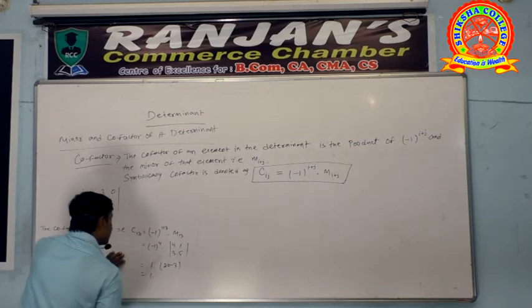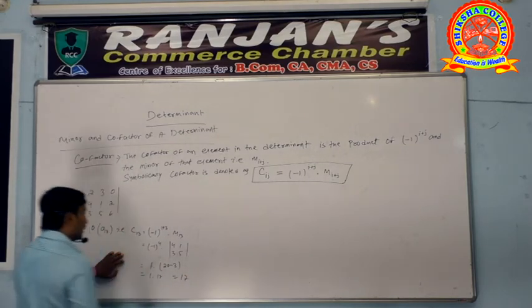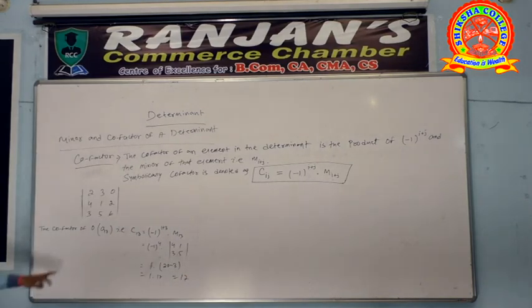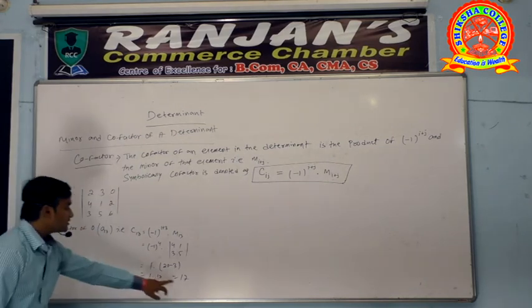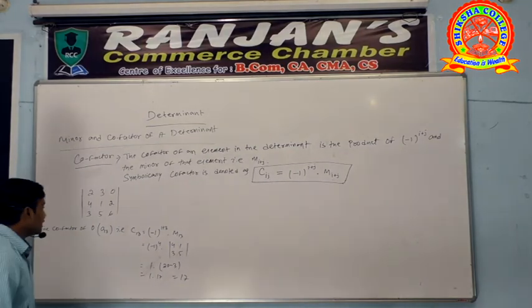That is 1 into 17. 20 minus 3 is equal to 17. Okay, so the value comes 17. So the cofactor of 0 is 17, plus 17. Clear students?